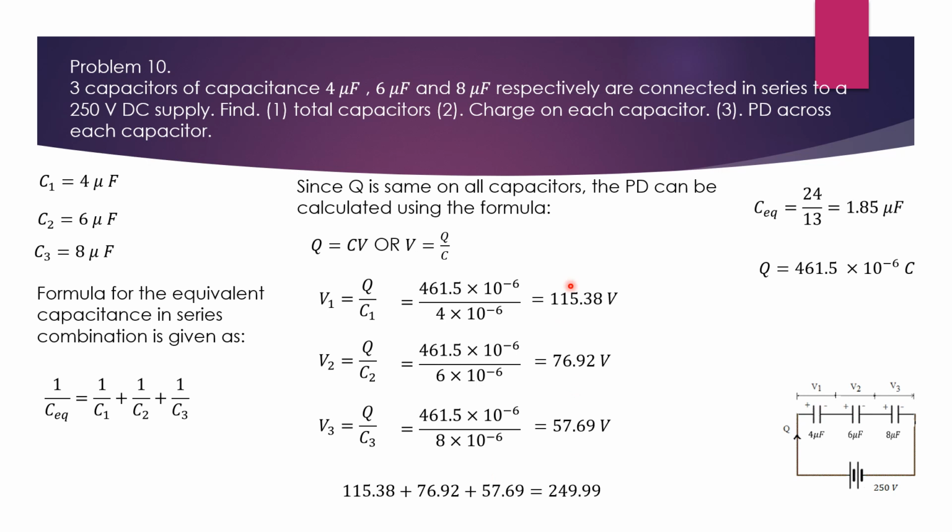Remember, adding all these voltages should result in the voltage of the battery, and that in this case gives us 249.99. Since we had been approximating these numbers, 249.99 is a very close number, and we consider it as correct. And this check I usually do for checking my answers. If it does not sum up to the battery voltage, that means there is some error in my working.